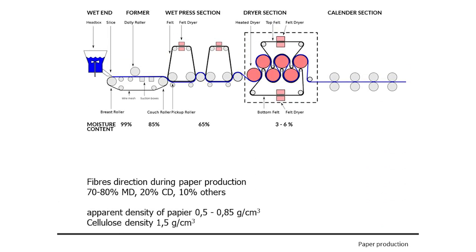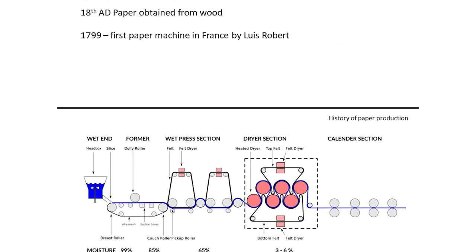Production of paper is a huge line these days, and what is characteristic is that paper has directions of fibers, so 80% of the fibers are along the machine, which is called the machine direction. If you take a sheet of paper and you tear it from both sides, you can see that from one side, perhaps it will be the longer side, the fibers will be longer, and this is the machine direction, which makes paper stronger in this direction.